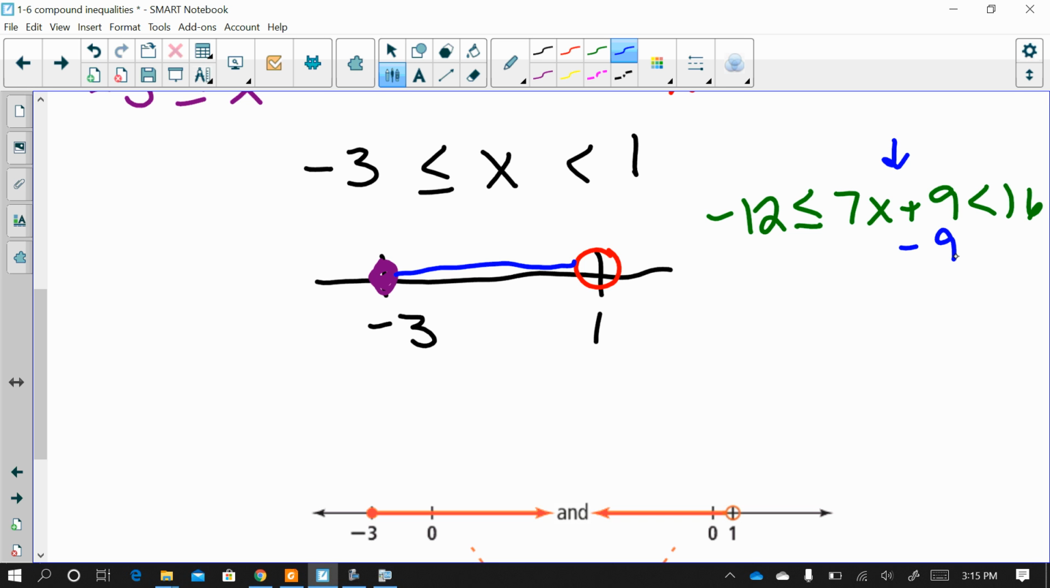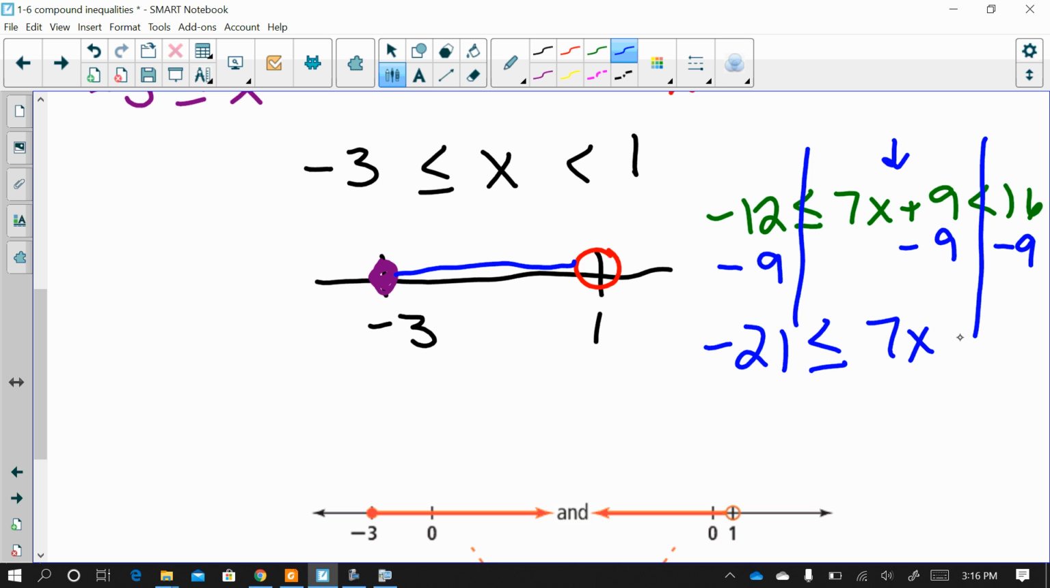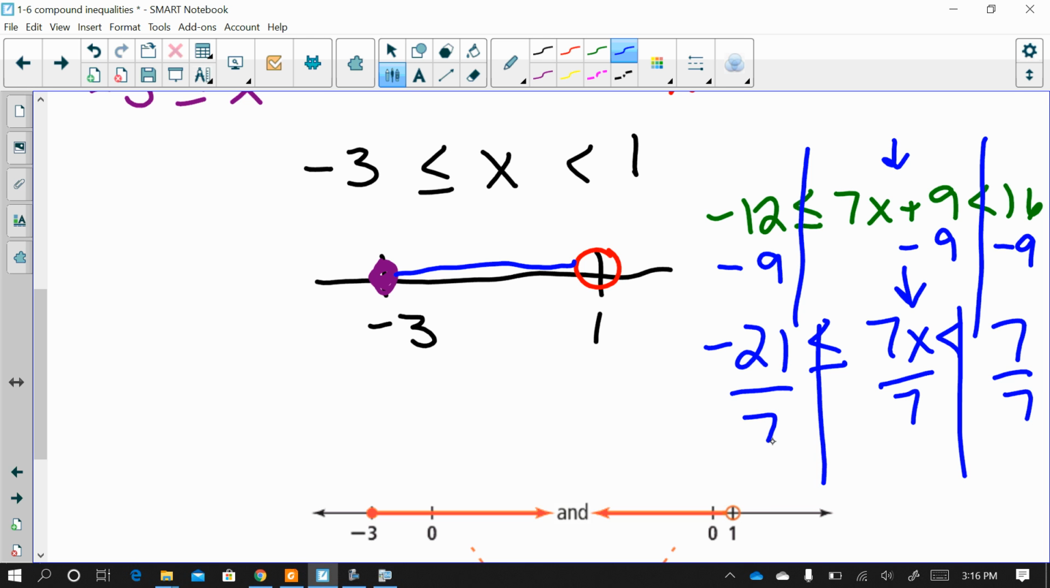Now here's the difference. Notice I have 3 sides. So I got to do it here in the middle, got to subtract over here, and subtract over here. When I do this, I get negative 21 less than or equal to 7x less than 7. Okay? Still, the goal is to get x by itself, so I'm still looking here in the middle. So let's divide by 7. Again, I have 3 sides. So divide by 7 here, and divide by 7 here. Now I get negative 3. Keep the sign the same. The x, 7 divided by 7 is 1. And it gives you the exact same problem.